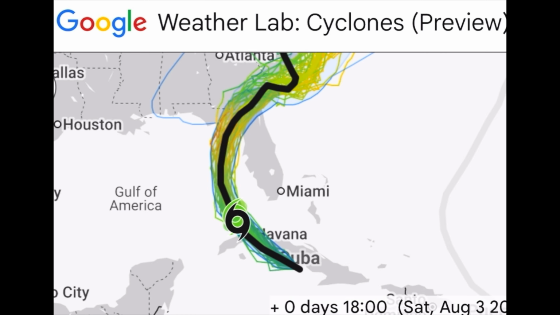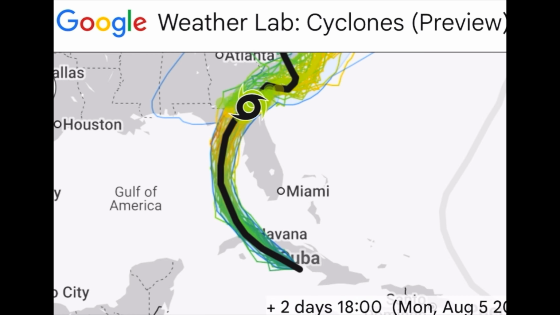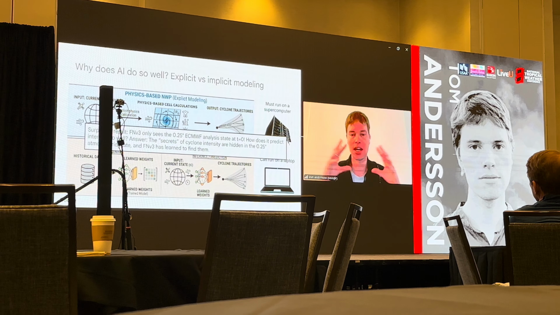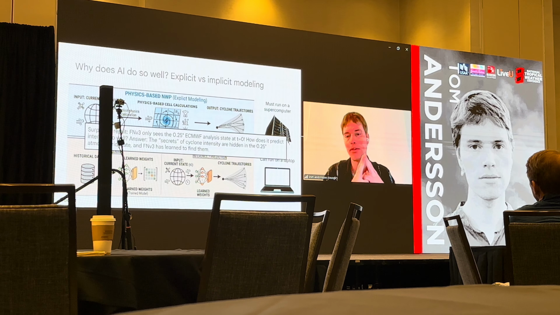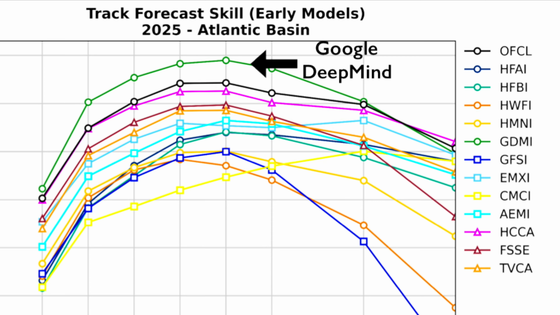The AI model doesn't need to simulate those really fine-scale physics in order to capture, say, intensity changes in tropical cyclones. A really surprising result is that FMV3 only sees that low-res quarter-degree ECMWF analysis state at T0. But I've just shown you that it does really quite well on intensity prediction.